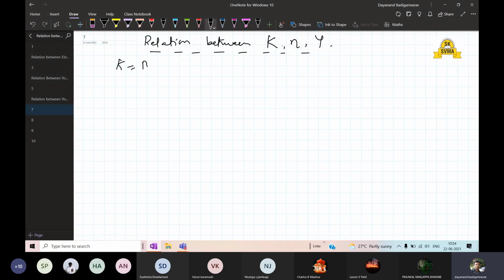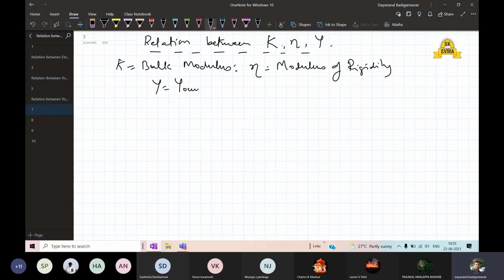K stands for the bulk modulus. Neta is the modulus of rigidity, and Y is the Young's modulus. So we have to connect all these elastic constants K, neta and Y. We will not derive them, we will only readjust them. From the previous relations, which we have already done, I will write those relations directly.